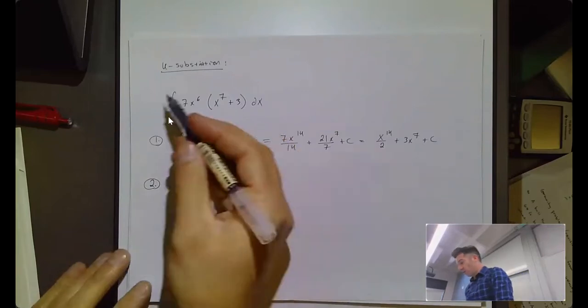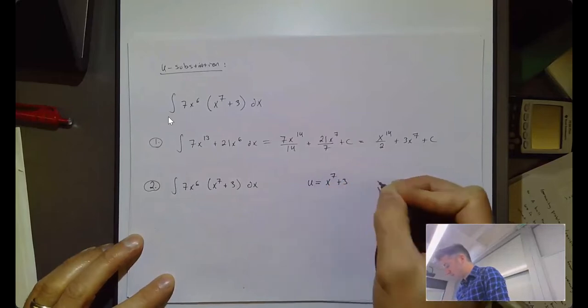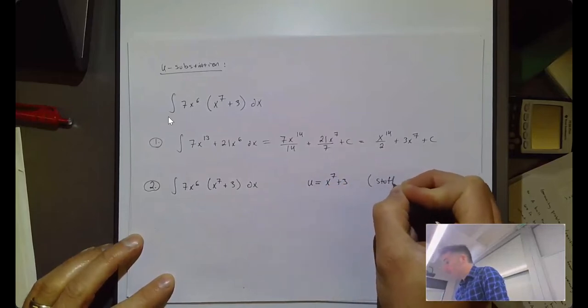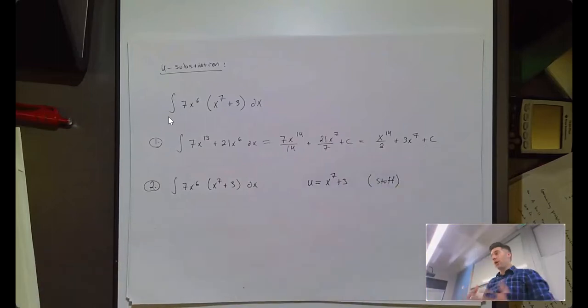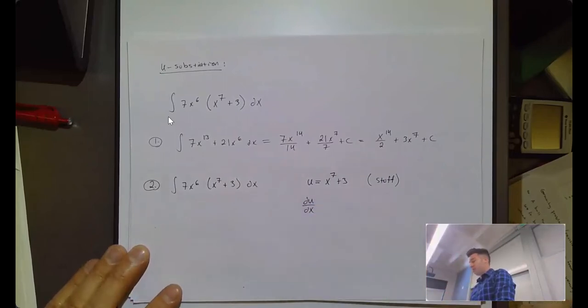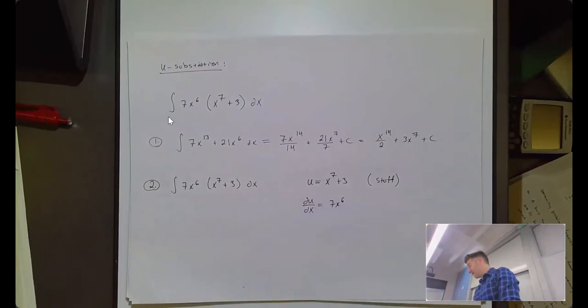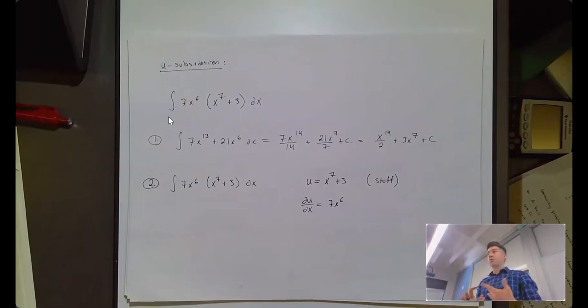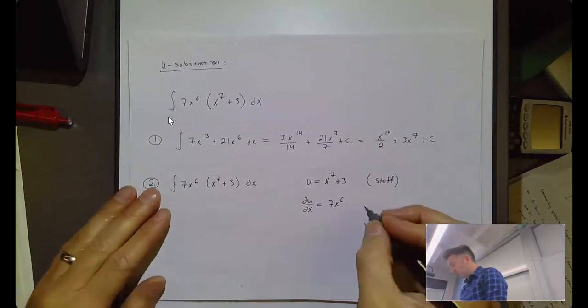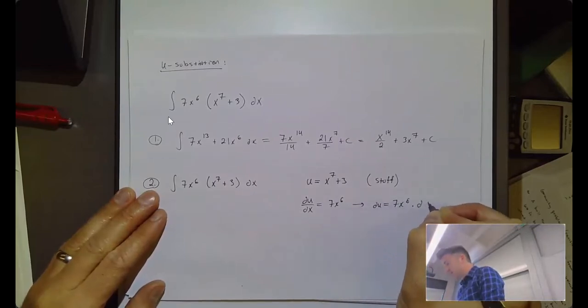So in this particular problem, I'm going to let u equal x to the 7th plus 3. That's the stuff. With the hope, or the observation, that the derivative of that stuff is also in my integral. It is. What's the derivative of x to the 7th? 7x to the 6th. And that is definitely in there. So now what we typically do is we isolate du. We write du equal to 7x to the 6th times dx.